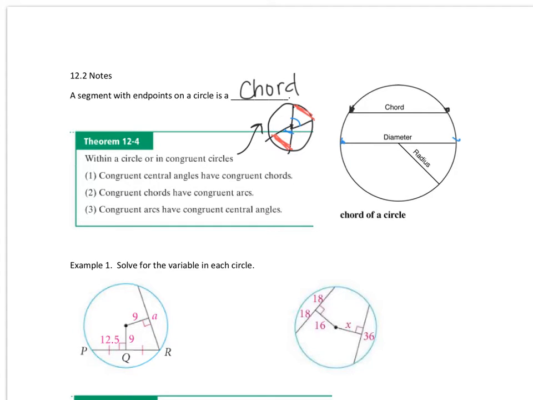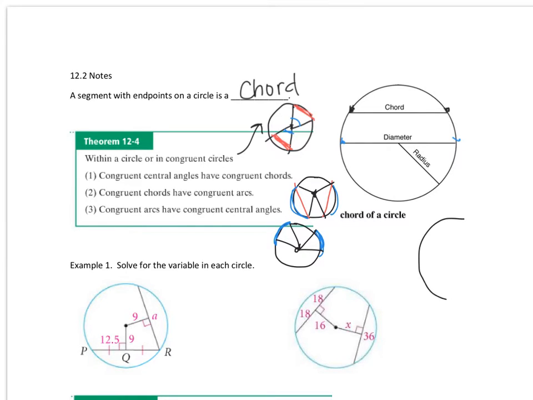The second part of the theorem is congruent chords have congruent arcs. So if you know that this chord is congruent to this chord, and that's the center, then their arcs are congruent. So this arc would be equal to this arc. And number 3, congruent arcs have congruent central angles. So if you knew that this arc was congruent to this arc, then the central angles that make up the arcs are congruent.